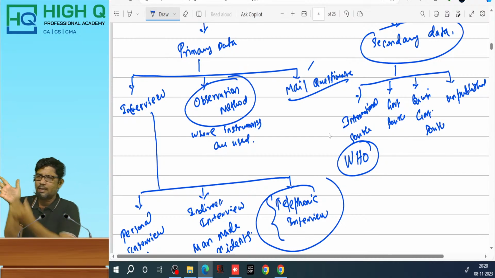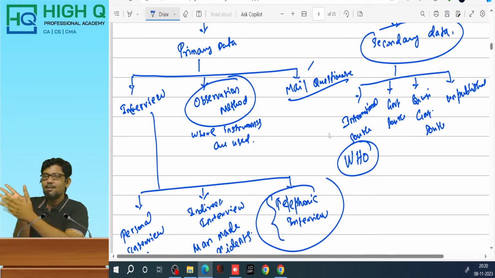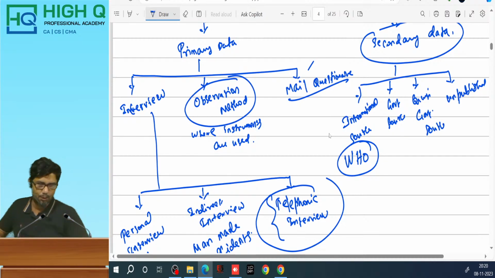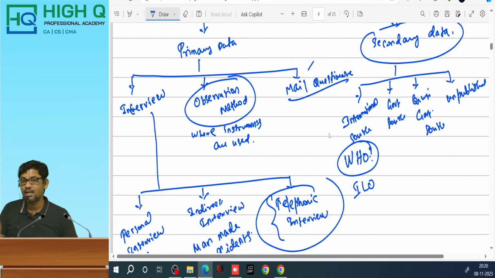And whatever you are getting in your WhatsApp university, most of the data is secondary data only. So don't trust that data. Now, examples of secondary data: ILO, International Labour Organization, also gives data. Yes. International Monetary Fund, IMF, that is also an international source.